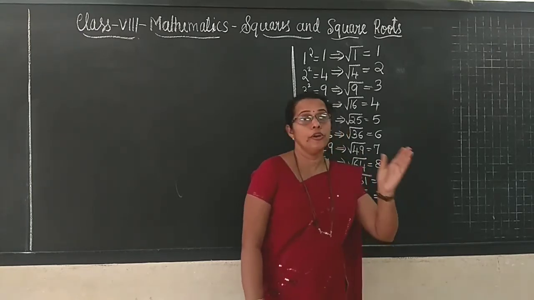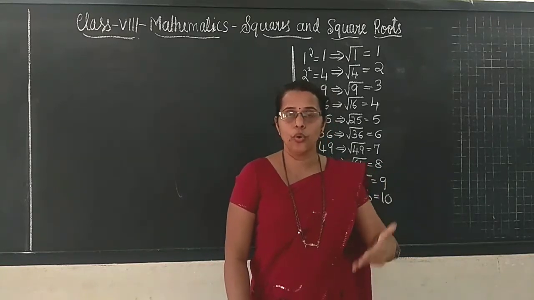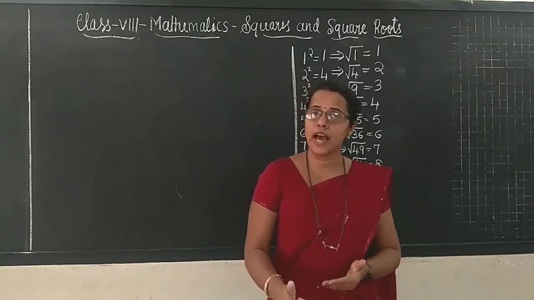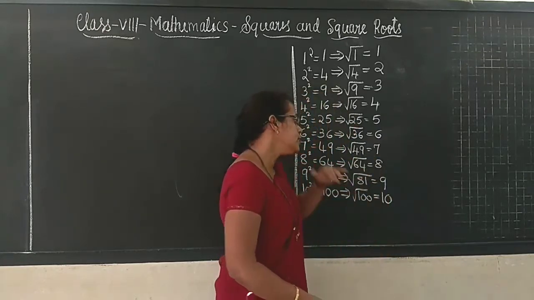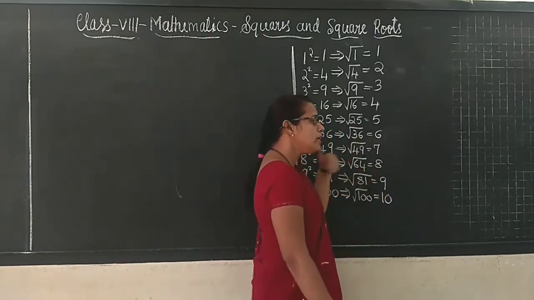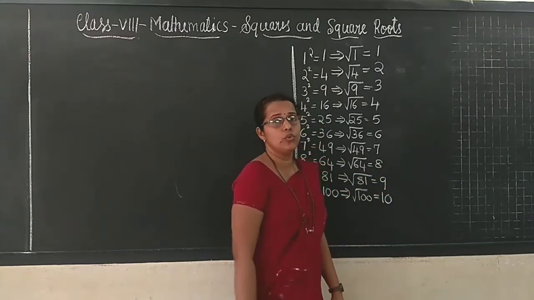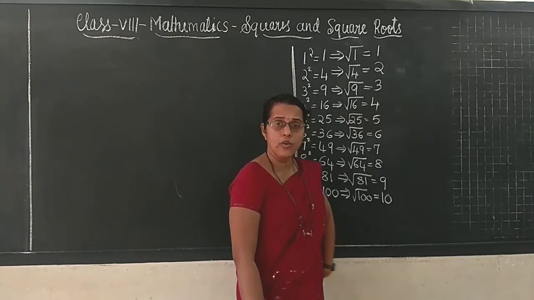What are they? The unit digit of square numbers is always 0, 1, 4, 5, 6, 9. Okay, so the unit digit of a square number is 0, 1, 4, 5, 6, 9. What is the possible unit digit in the square root? Let us find it now children.